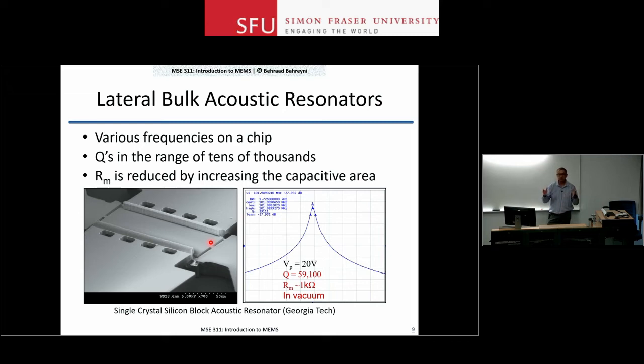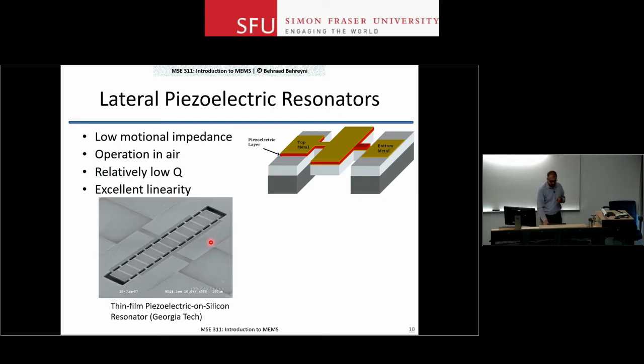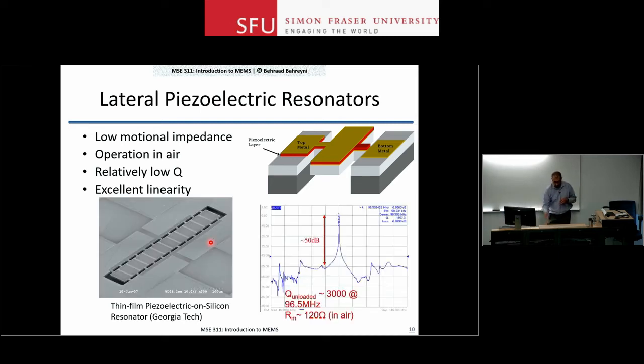Or a plate that looks like a circle or a square. Very, very simple structures. You can use piezoelectric transduction to force this device into vibrations. We've seen this before using the piezoelectric discussion, so I'm not going to spend too much time here.